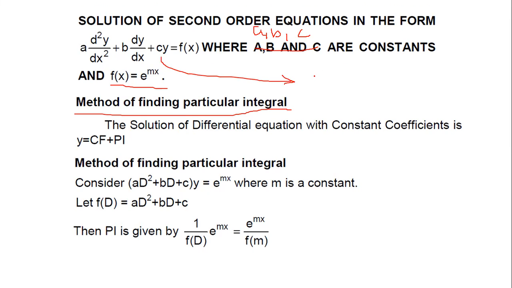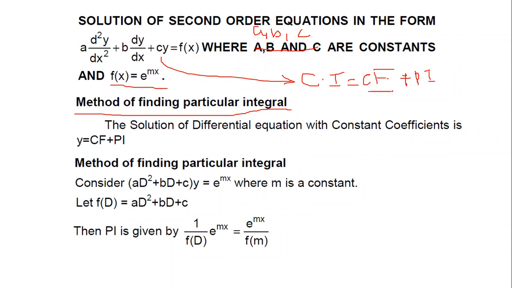For any non-homogeneous equation, the solution is called the complete integral. That complete integral contains two parts: the complementary function plus the particular integral.